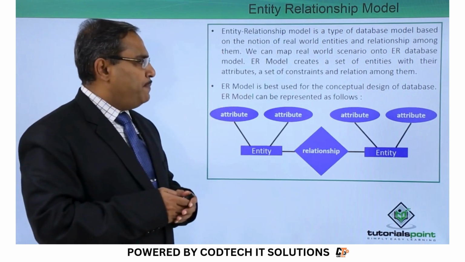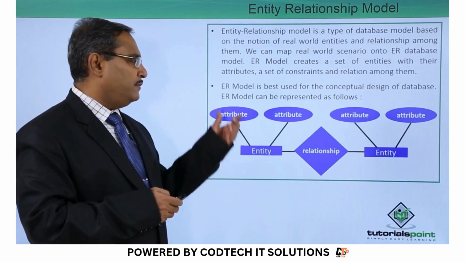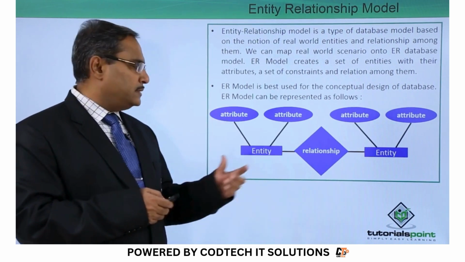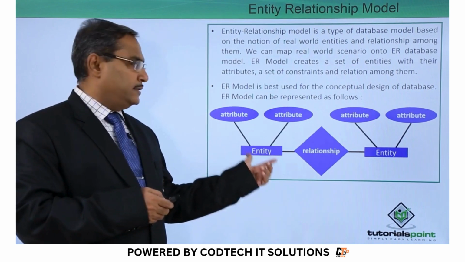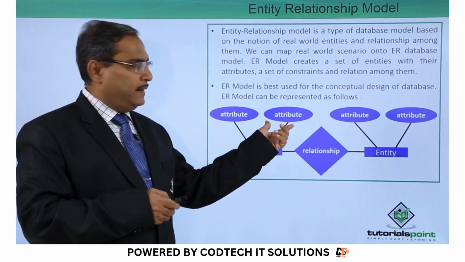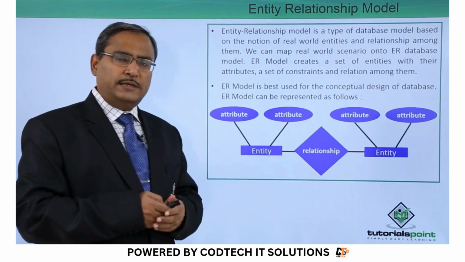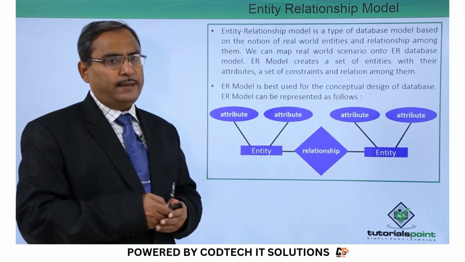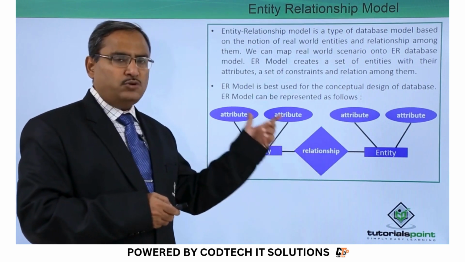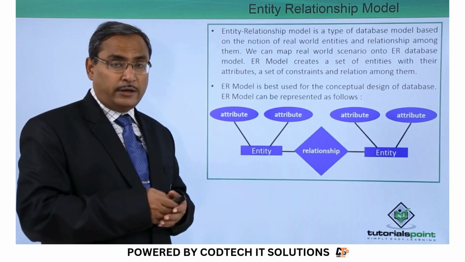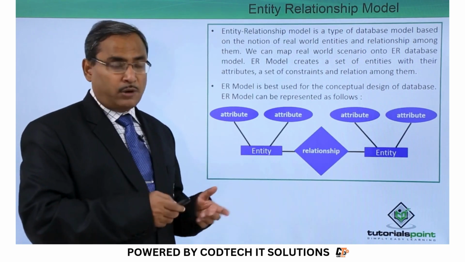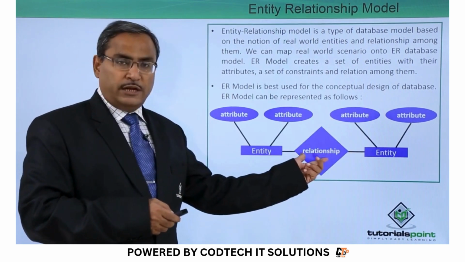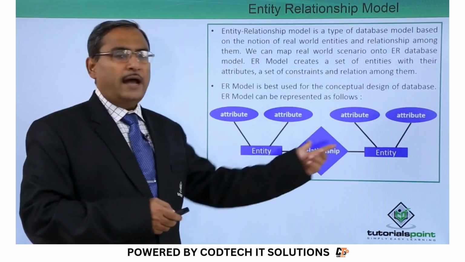ER model is best used for the conceptual design of a database. An ER model can be represented as follows. Entities will be represented in the form of a rectangle, attributes will be represented in the form of an ellipse, and relationships will be represented in the form of a diamond. The lines show the links between them. Here we have two entities, each having two attributes. It is not mandatory that connected entities have the same number of attributes. It can have 5 attributes, it can have 50 attributes. That is not a problem, and this relationship is connecting this entity with that entity.